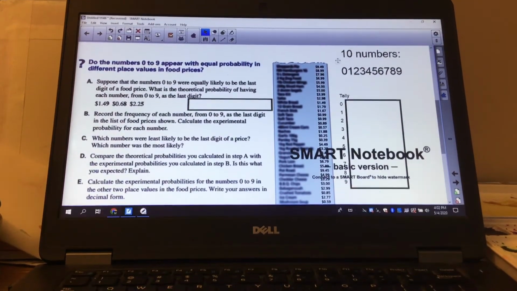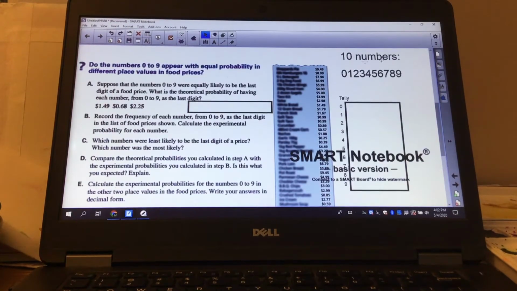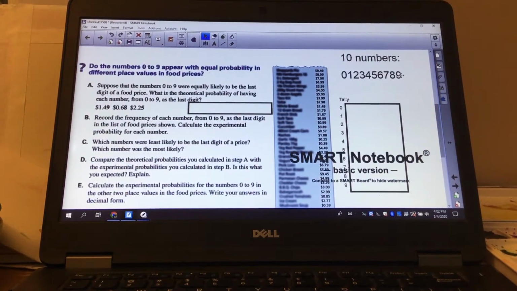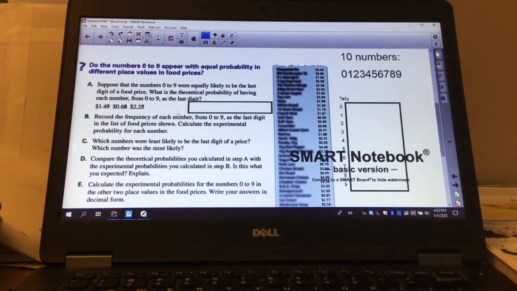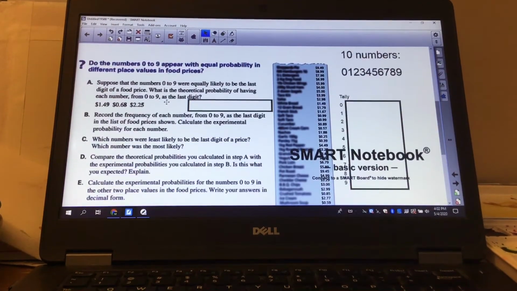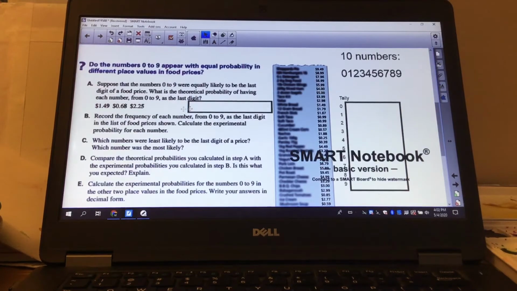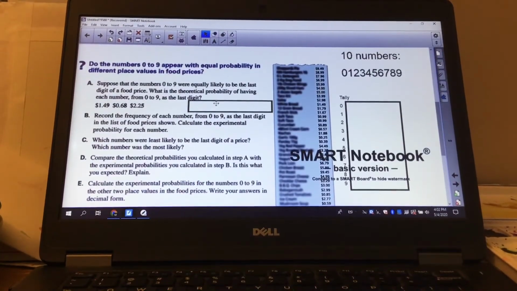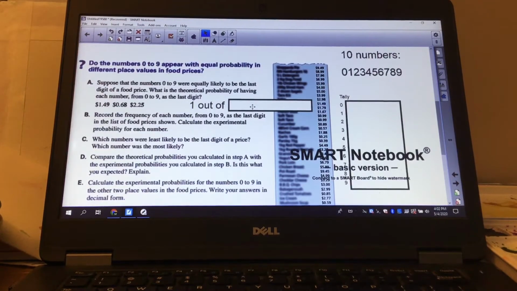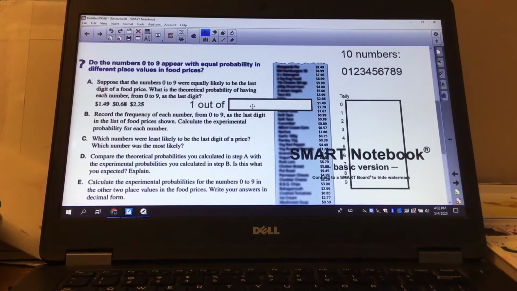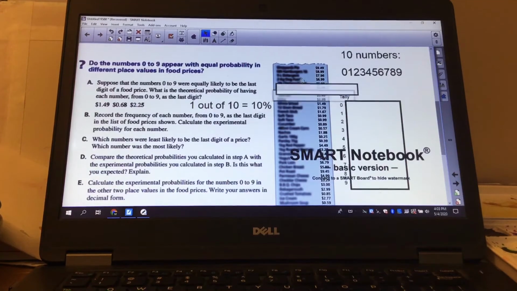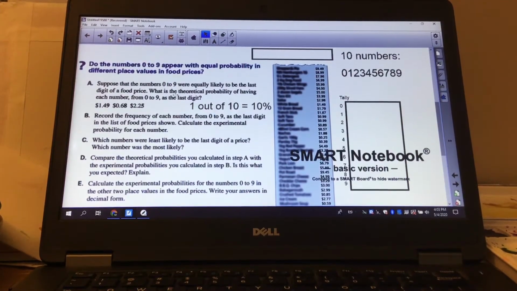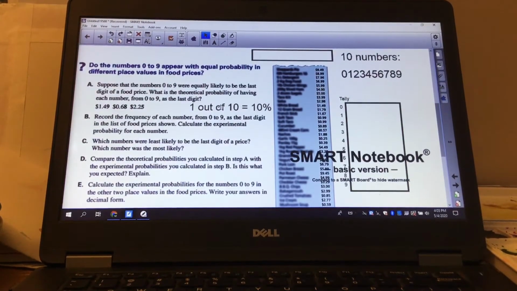Okay, so I'm helping you out here. There are 10 different numbers, 0, 1, 2, 3, 4, 5, 6, 7, 8, 9. What's the probability if it was equally likely? Okay, so pause it and see if you can calculate that probability. Remember, we want a percentage. Okay, so I'm hoping you figured out that each number has 1 out of 10. So it's a 10% chance for the last digit to be any given number.